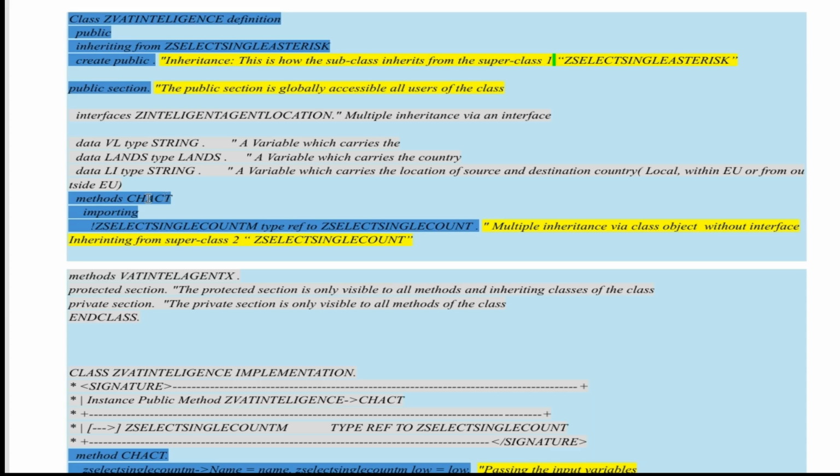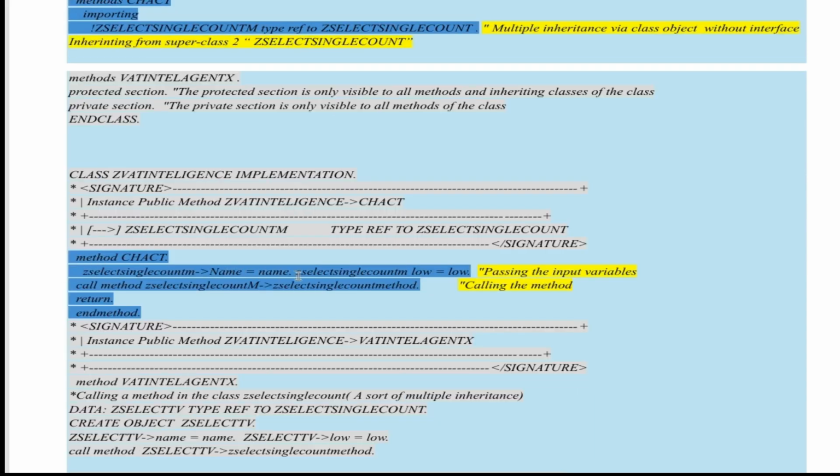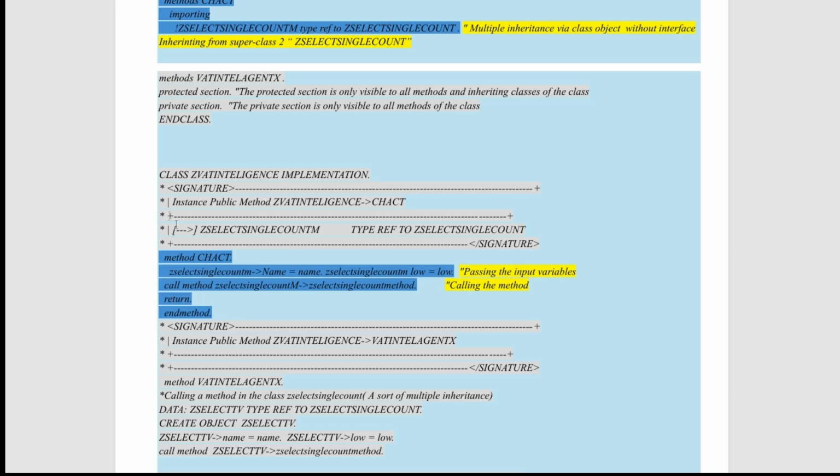And then in the method definition, we call methods importing to what we defined here, single count m, type reference to the select single count, which is a different class. Here to this method, as if we are calling the class or creating an object of the class, we pass the inputs, we call the method, and then return the output, then end the method.